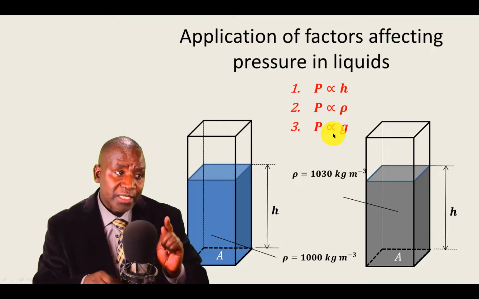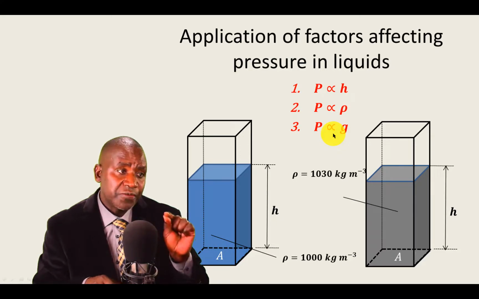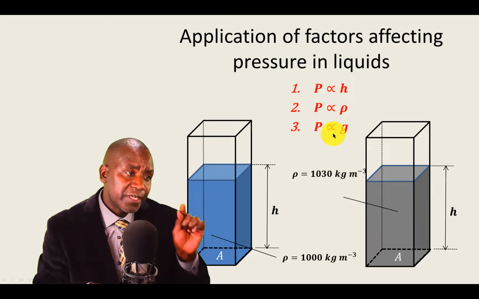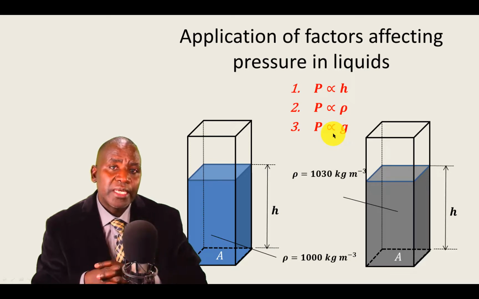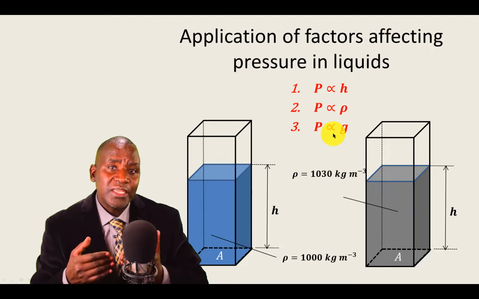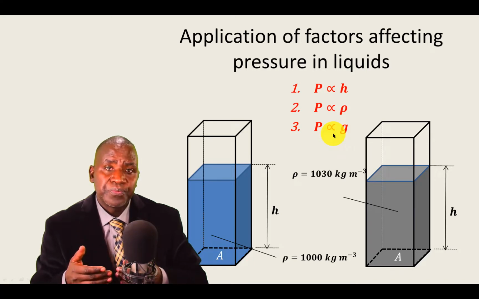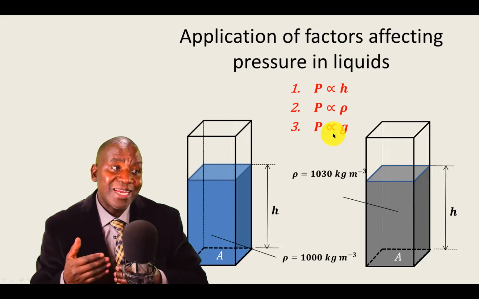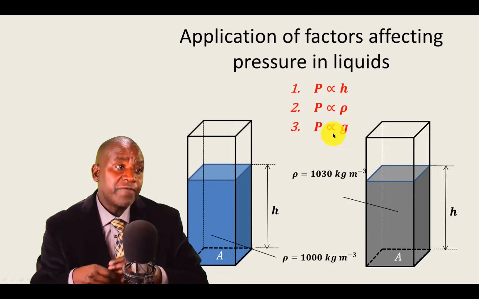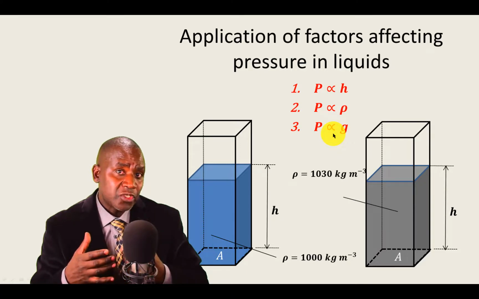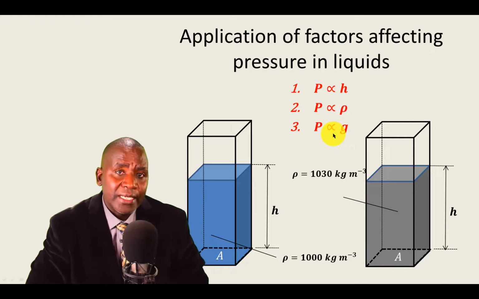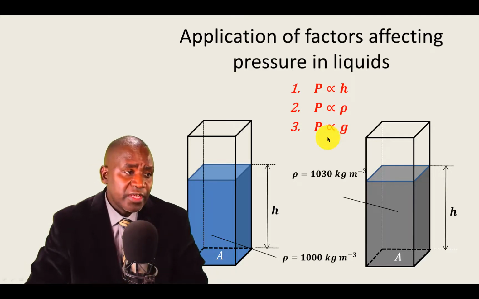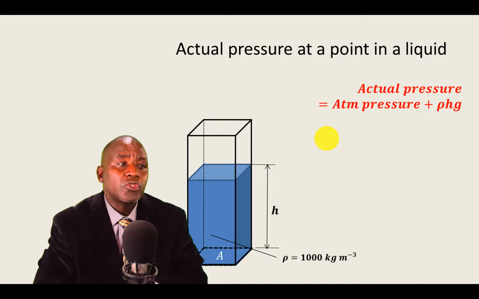So, in that case, g, which is the gravitational field strength, is a factor which affects pressure at a point in a liquid. But when you're asked to state two factors, always state the first two. And then the third one can come in if you're asked to state the three factors. Or if the question is very general as to ask you to state factors affecting pressure at a point in a liquid.